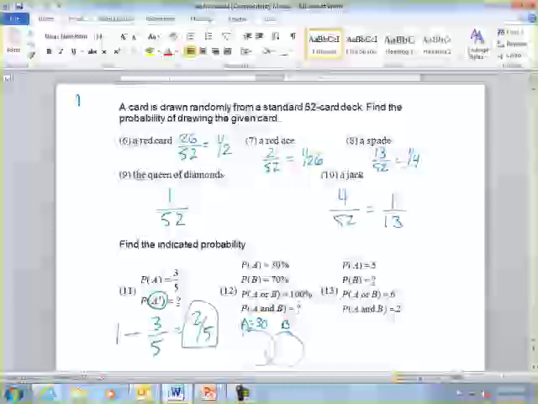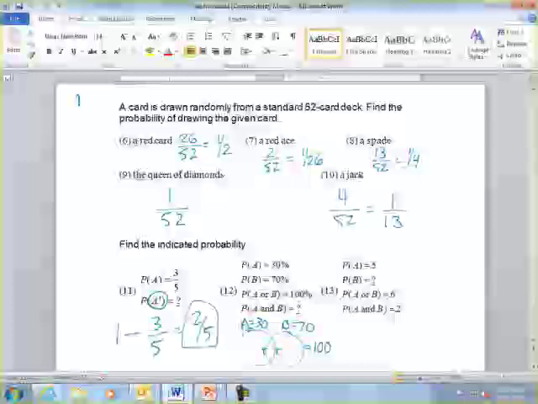The probability of A is 30%. The probability of B is 70%. A or B is 100. What does or mean? When we add it up, what it equals. So if we add up everything, it should be 100.